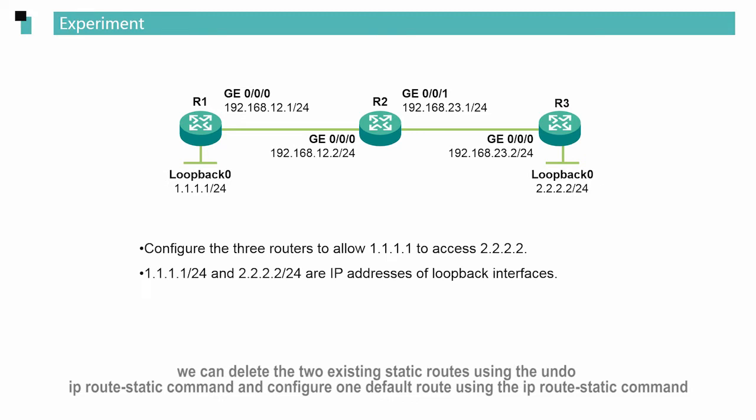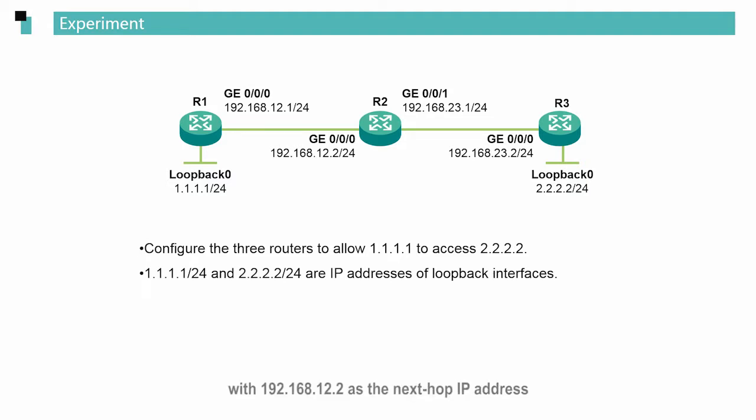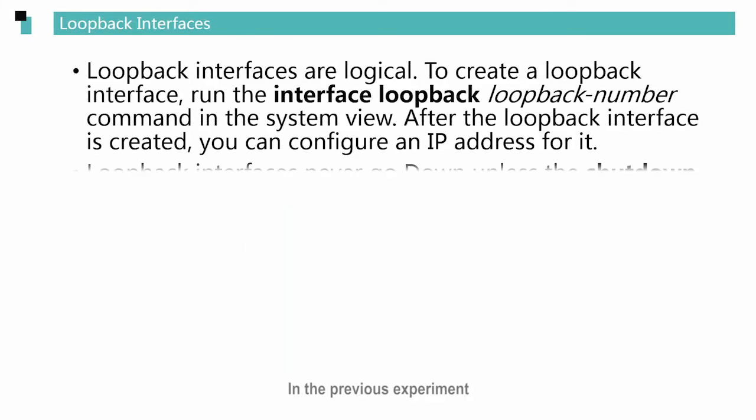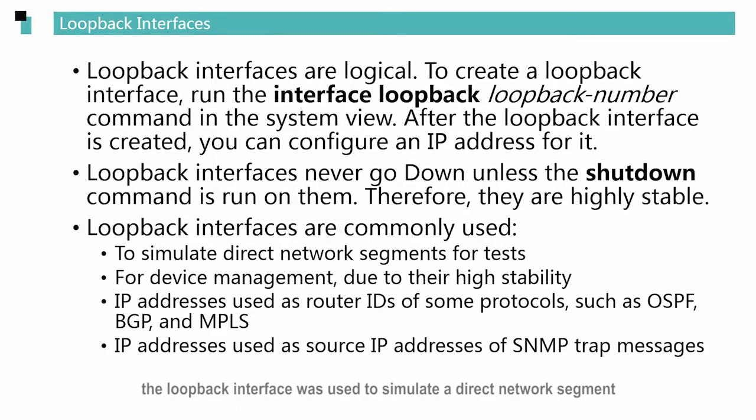In this case, we can delete the 2 existing static routes using the undo IP route static command and configure one default route using the IP route static command with 192.168.12.2 as the next hop IP address. We can then check the default route in the routing table. Now, let's check whether R1 can ping the loopback interface on R2. The ping succeeds. In the previous experiment, the loopback interface was used to simulate a direct network segment.